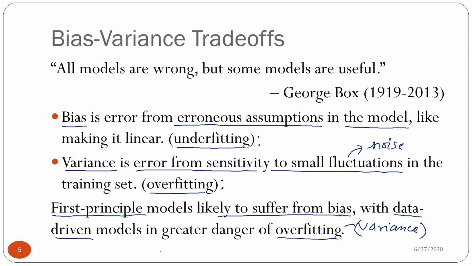So this is the philosophy about bias and variance trade-offs. Look for a model which is giving you the best value of bias and variance errors. If you improve bias, your variance will go up, and if you improve variance, your bias will go up, because bias corresponds to underfitting, and variance corresponds to overfitting.